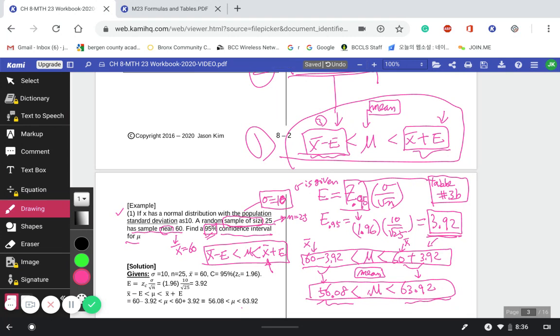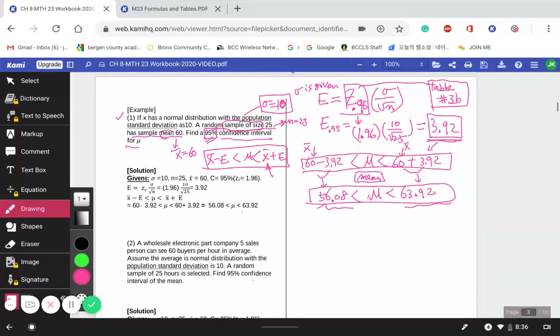So you can predict or estimate what the mean value would be at this particular condition. That's what we are trying to do: estimate the mean value from the given information. Okay. So now let's look at another example.